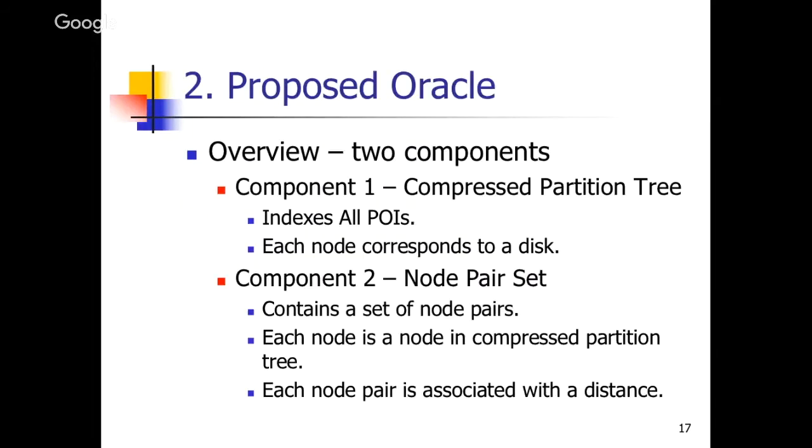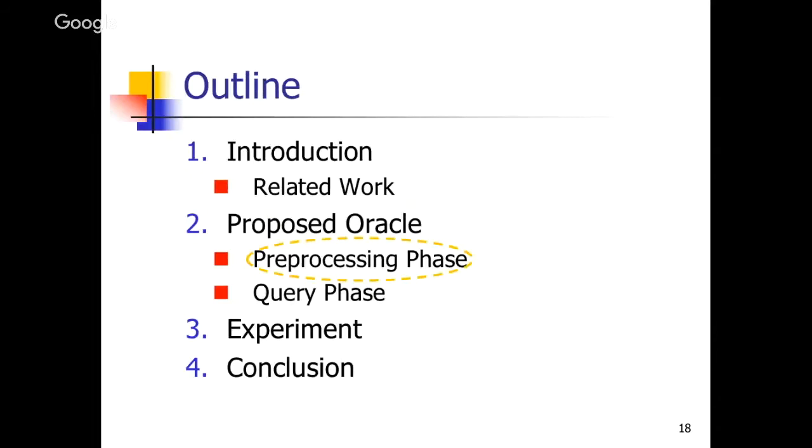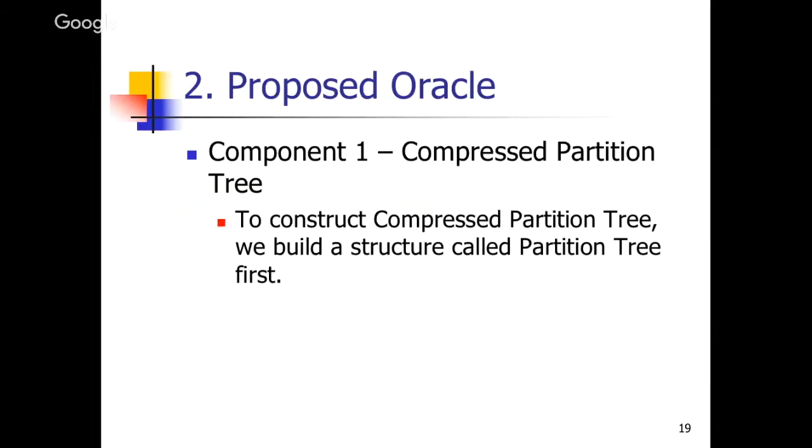Our oracle contains two components. Component one is a compressed partition tree. It indexes all POIs and each node corresponds to a disk. And the second component is a node pair set. It contains a set of node pairs, and each node is from the compressed partition tree. And each node pair is associated with a distance. Okay, in the building phase, we need to build the compressed partition tree.